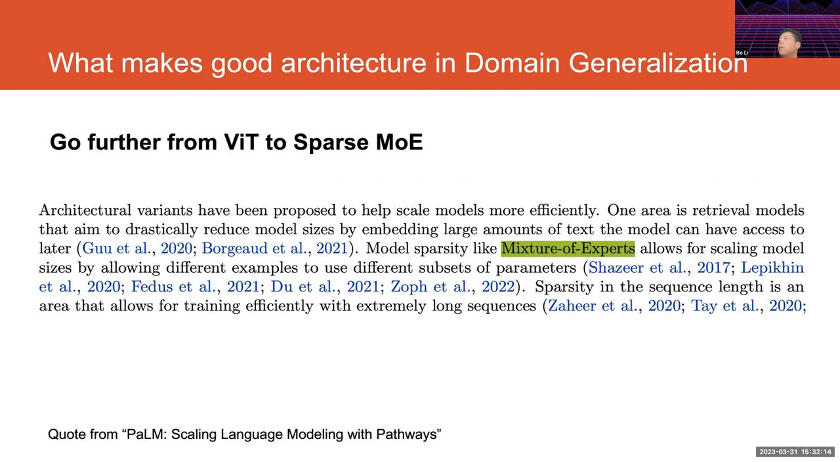Inside PaLM, they trained a 540 billion parameter model, and in such a giant pre-trained model, they also introduced efficient ways to scale models from million scale to billion scale. The mixture of experts is a natural and efficient way to scale from the ViT. Motivated by this claim, we want to investigate whether we can go further from the ViT to the MoE. What if we study the architecture side of the MoE? Would MoE be better than ViT? Would MoE be better than CNN?